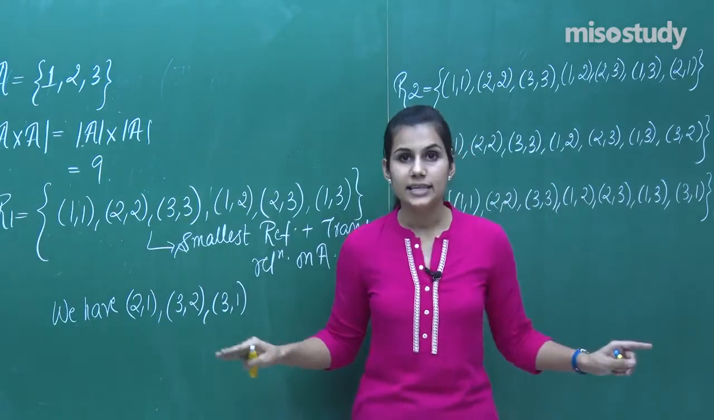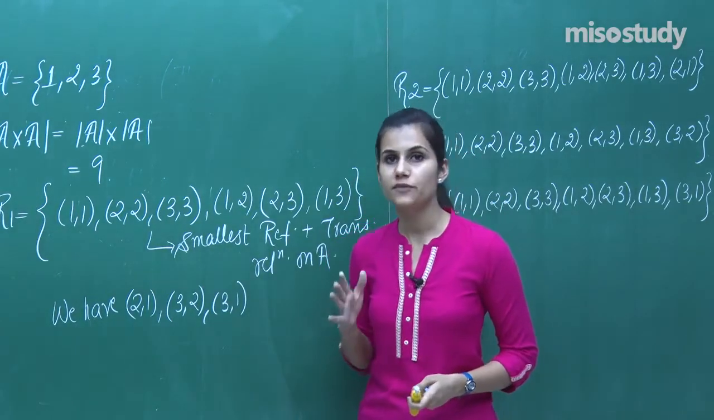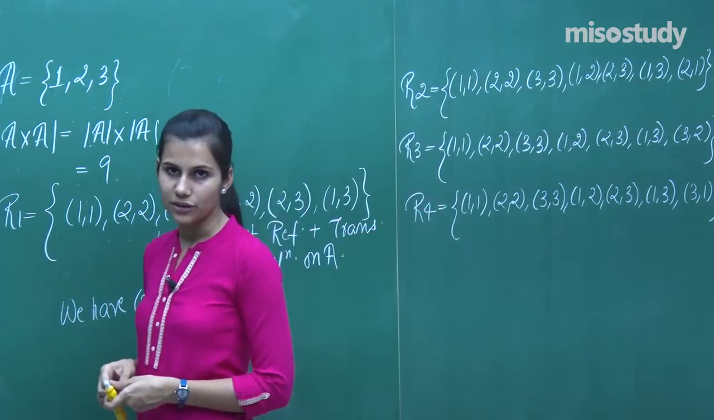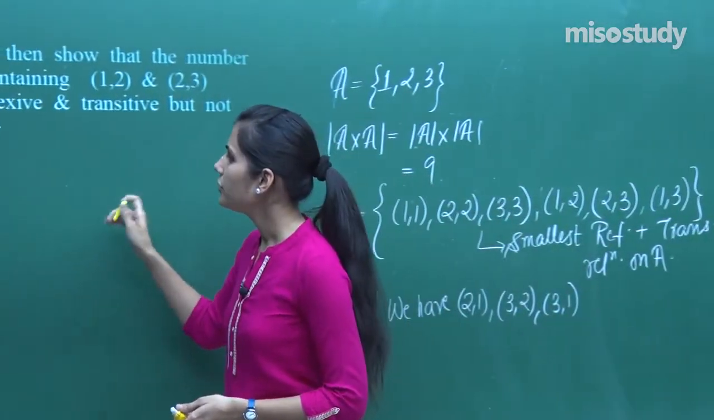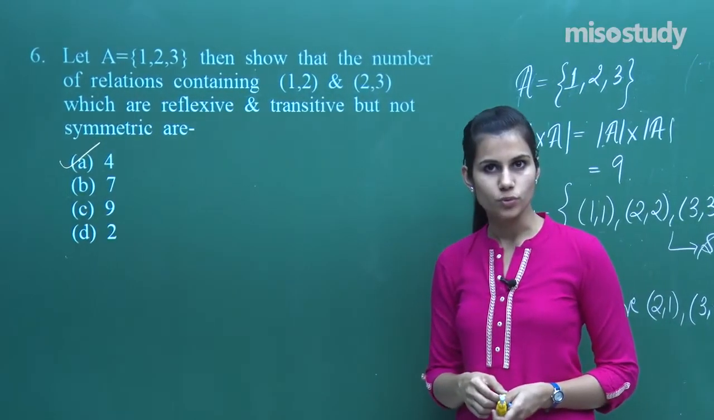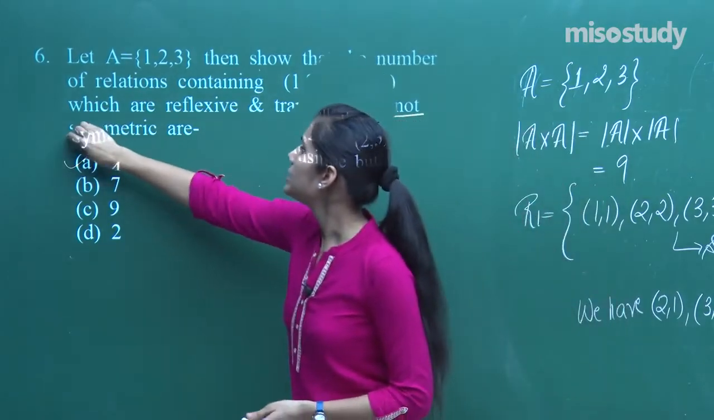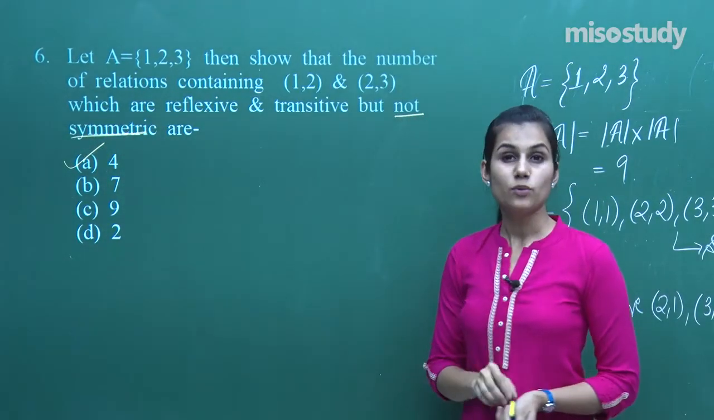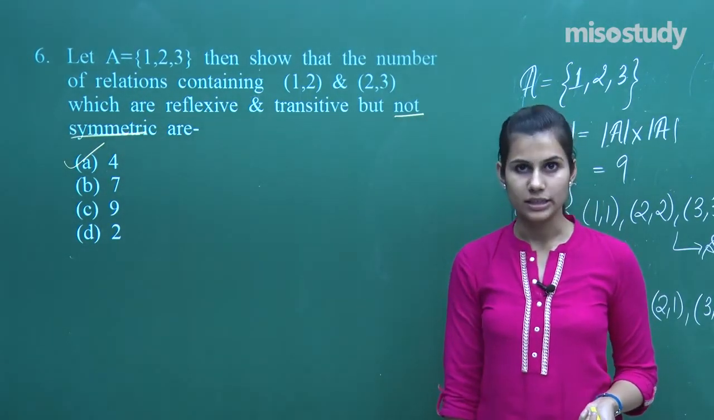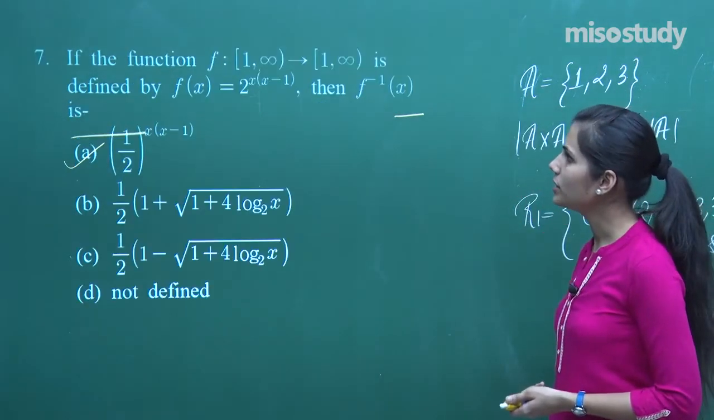And so that is it. These are your four relations on A which are reflexive, transitive but not symmetric, and therefore the number is 4 and not 7, not 9 and not 2. Because specifically I did not want symmetricity to hold, that was something I had to keep in mind cautiously. Okay, let's see what happens to be our next question.